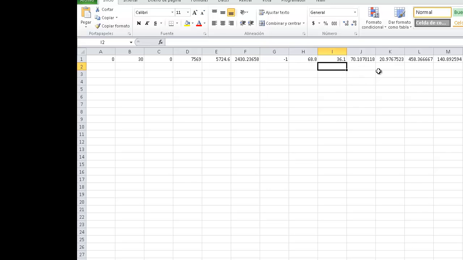And the average of messages sent is 68.8, and the average messages received is 70.10. We can see here the local information of each agent is 458, and this is the standard deviation of this information collected.